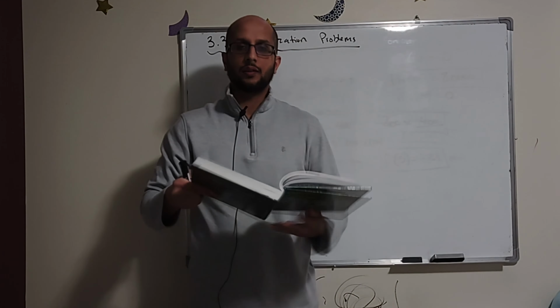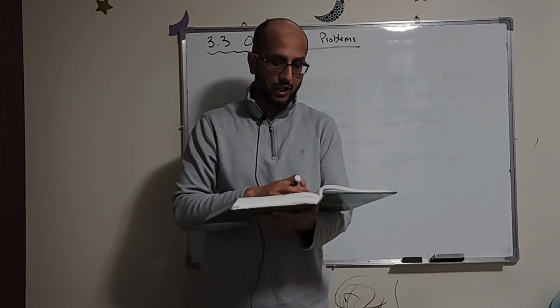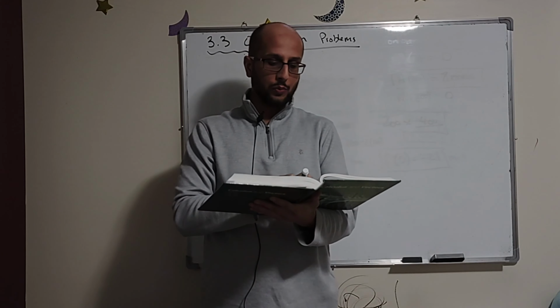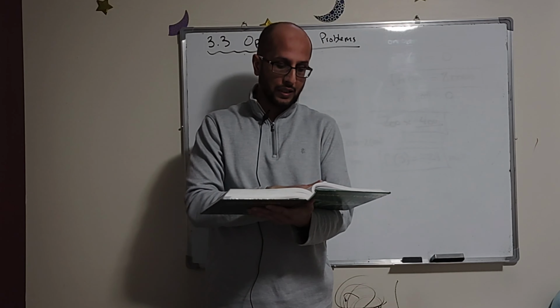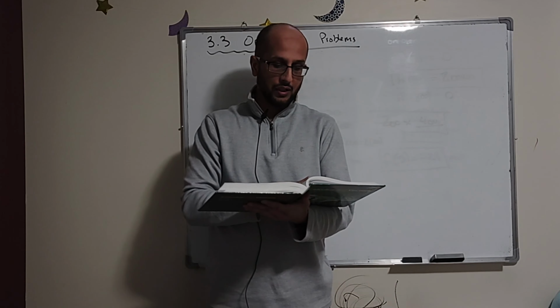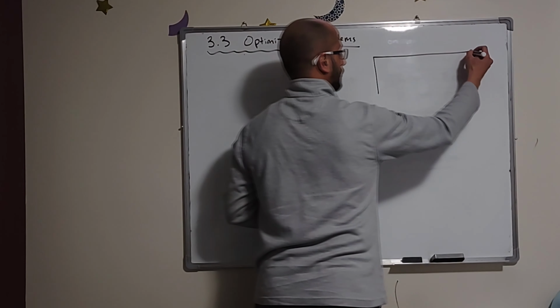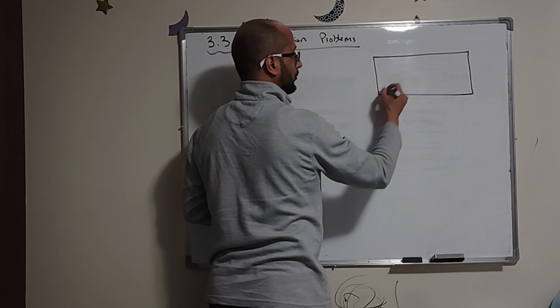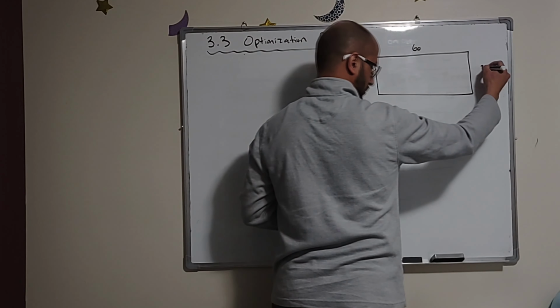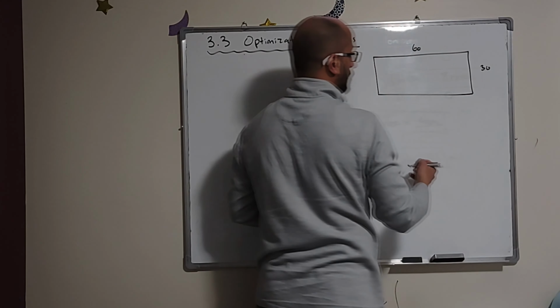Okay, example 2. A piece of sheet metal, 60 centimeters by 30 centimeters, is to be used to make a rectangular box with an open top. Determine the dimensions that will give the box with the largest volume, and then we're given a diagram. So there's a piece of metal, we'll draw it here this time, which is 60 by 30.